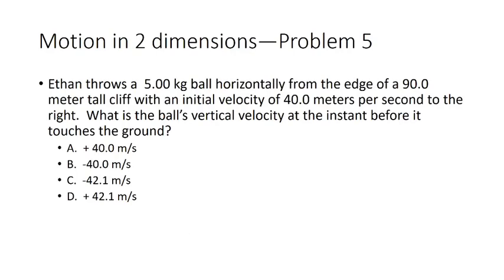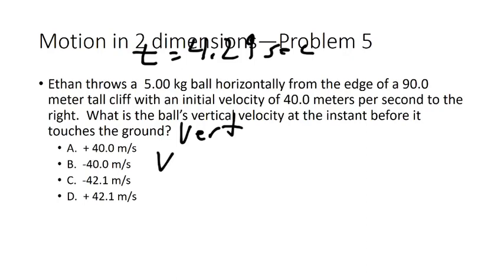All right, so now we're ready to look at problem number 5. And again, it's pretty much the same problem as the last two problems. All the basic information is the same. We probably need to remember that our total time in the air was 4.29 seconds. This time we want to know what's the ball's vertical velocity at the instant before it touches the ground. So it's asking us essentially to find the final vertical velocity. Again, that's completely dependent on other vertical quantities. Remember that vertically we know that the initial vertical velocity is 0. We know the acceleration vertically is negative 9.81.